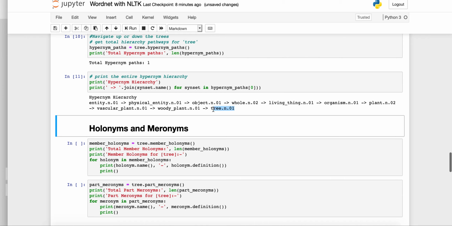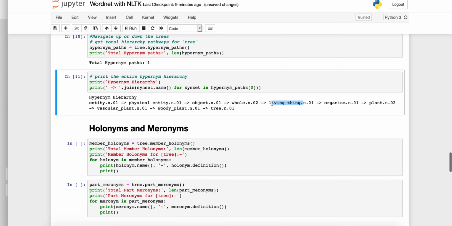So we have a tree here, and we're going down as a woody plant, this vascular plant, is an organism, is a living thing, is a whole object, and it's getting larger and larger and larger until we get to entity.